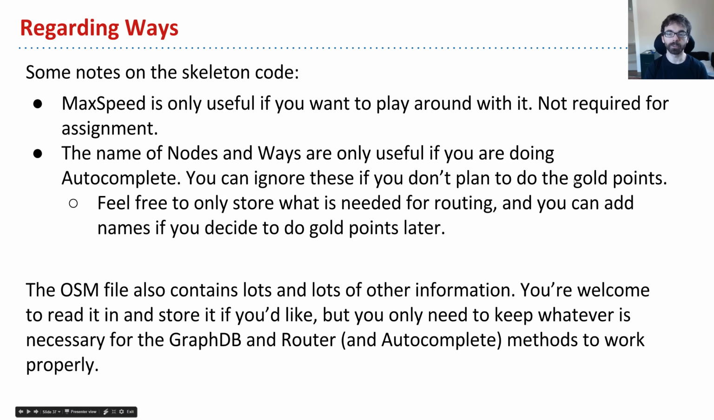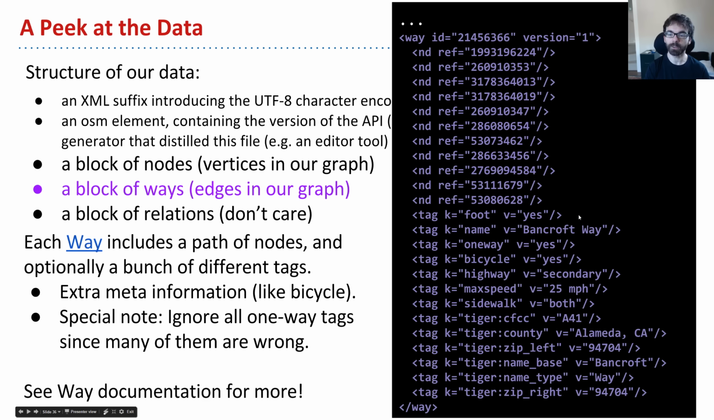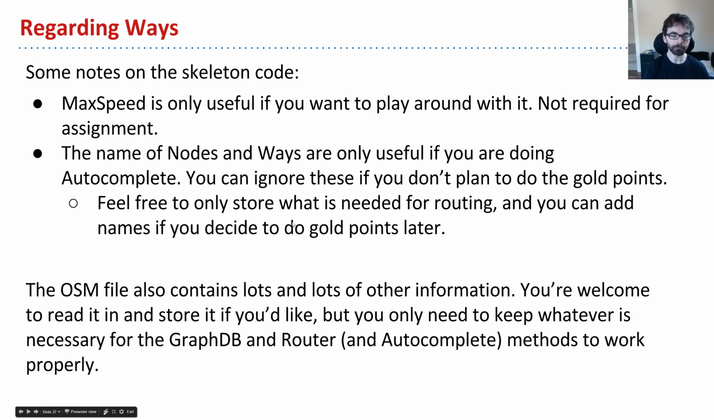That is not useful unless you're doing the autocomplete part of the project. That's gold points. So if you want, when you first do this, you can store only the information needed for routing, so feel free to ignore the name. And then if you find you have the time and inclination to do gold points, you can modify your graph building software to keep that information, okay?